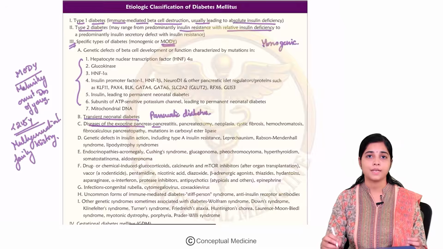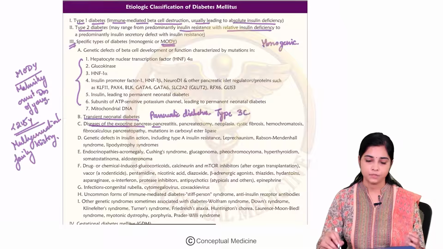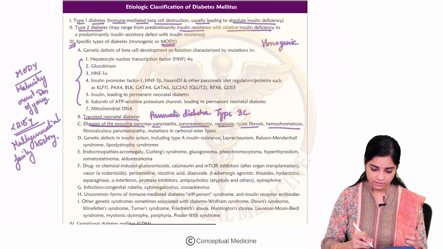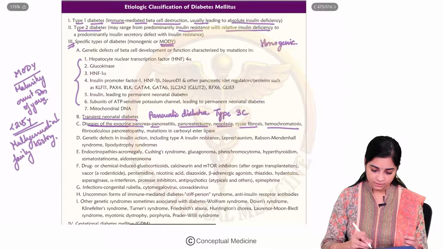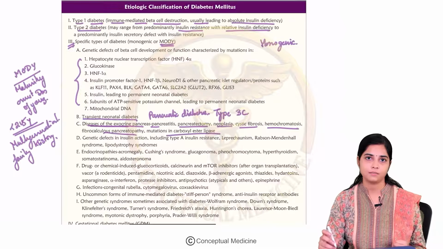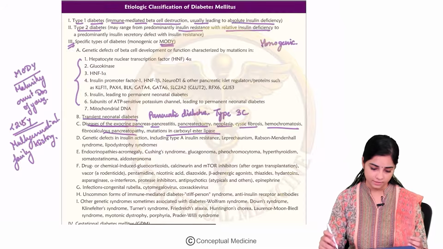Okay, this is your pancreatic diabetes. Pancreatic diabetes is your type 3C diabetes. So what are the causes for pancreatic diabetes? Pancreatectomy, neoplasia, cystic fibrosis, hemochromatosis, and then mutations with some enzymes in the pancreas can result in pancreatic diabetes. Okay, so we have understood type 1, we have understood type 2, what is MODY and pancreatic diabetes.